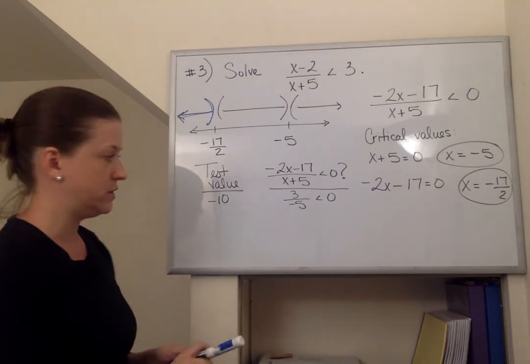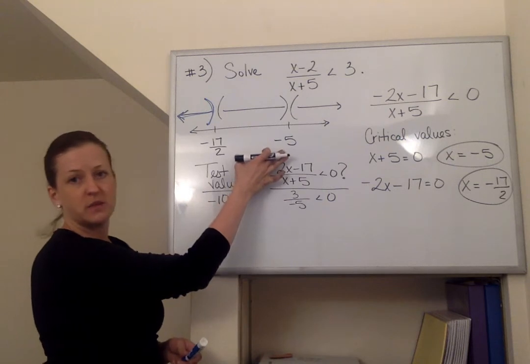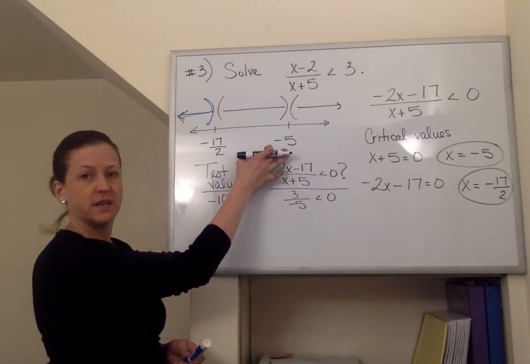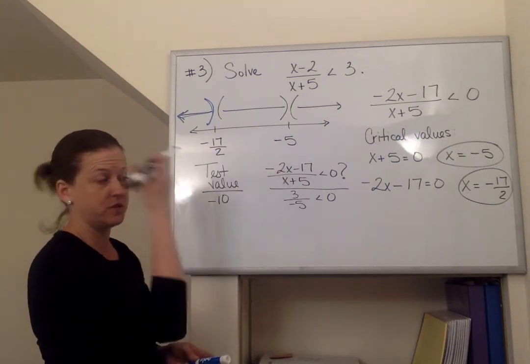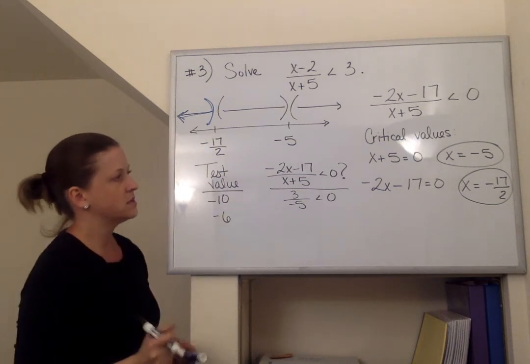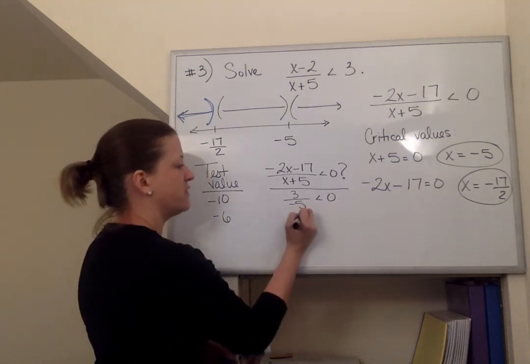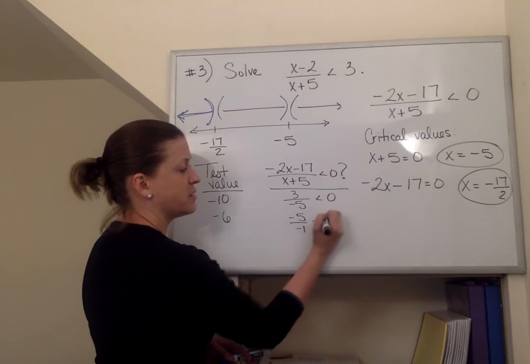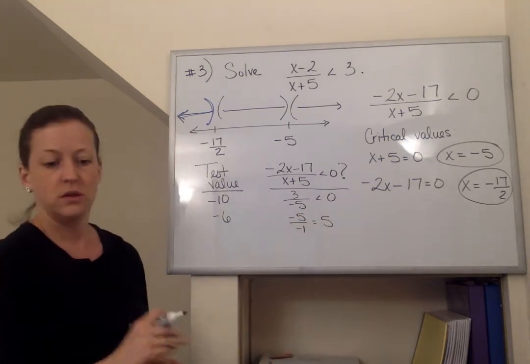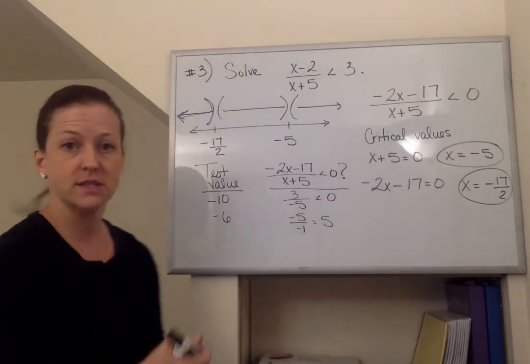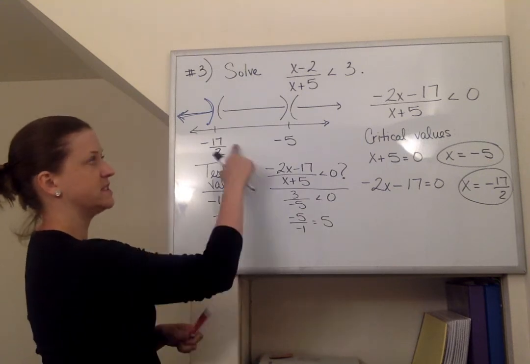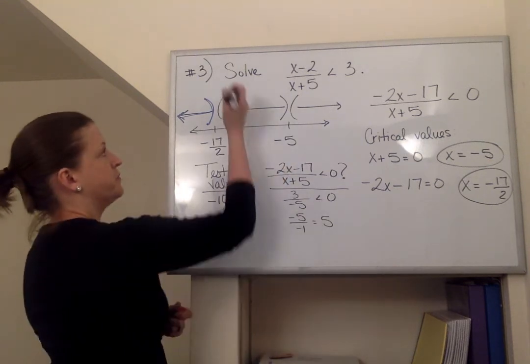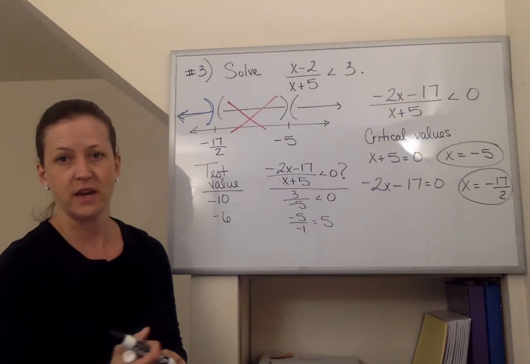I like that interval. Now let's pick something between negative 17 halves and negative 5. Say like, we could do negative 6. So that's negative 5 over negative 1, which is going to be a positive number. So that interval does not work. So negative 6 was in between. We don't like that interval.